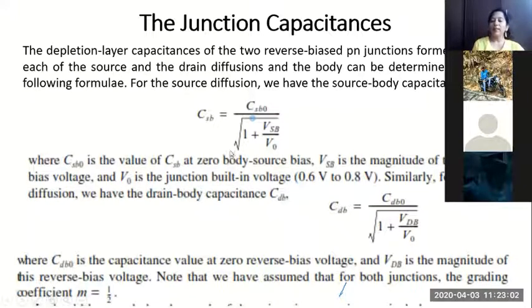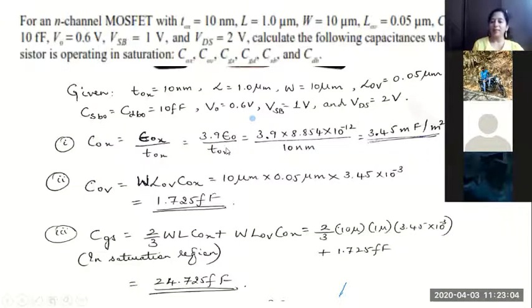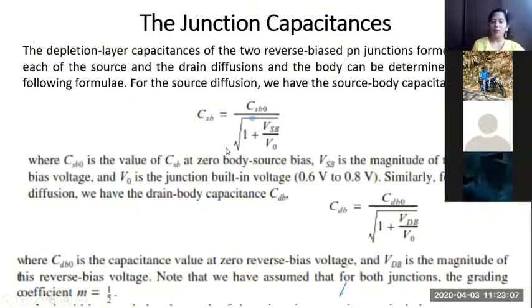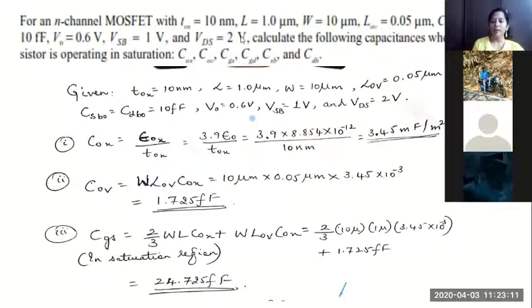So finally we have defined 5 capacitances coming into picture. So we can consider a problem and its solution. As you can observe here, for an N-channel MOSFET, TOX is 10 nanometer, L is 1 micrometer, the same values are listed here, you can see. W is 10 micrometer, the length of overlap of the channel and gate is 0.05 micrometer.